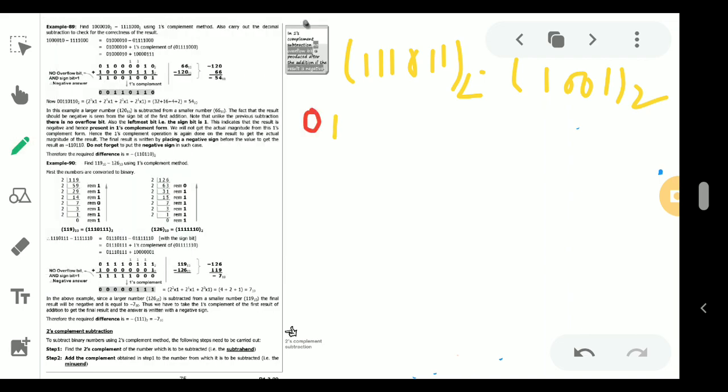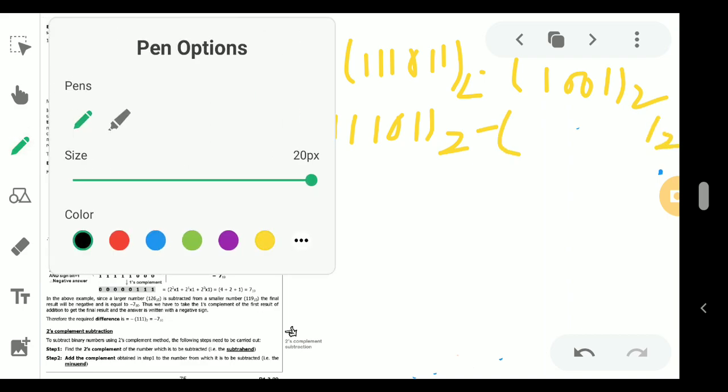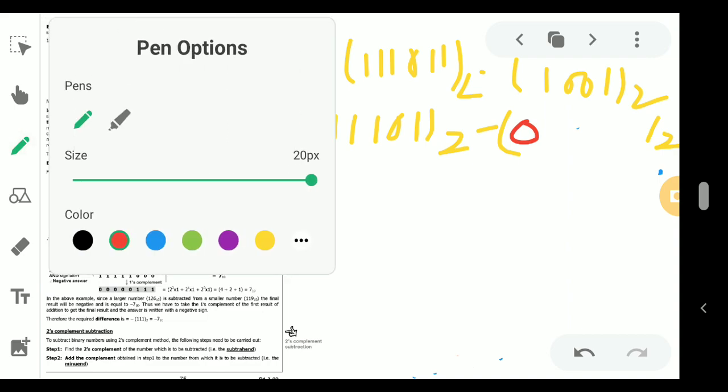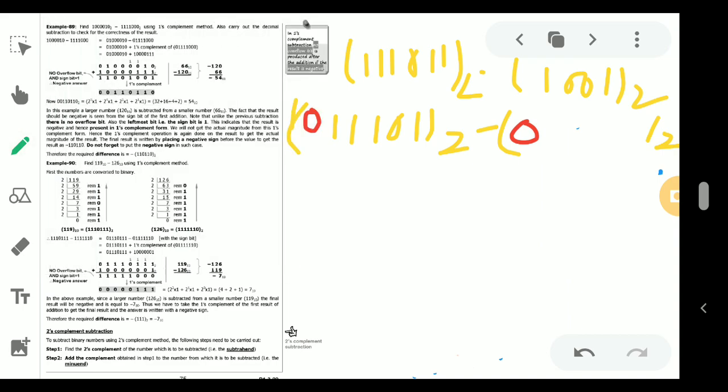So I make this number positive, and the rest of the bits are 11101 base 2 minus, whatever base 2 is there. I am writing 0 first, and I need to add extra bits over the 2 bits, so that is 0 0 0 1 0 0 1 base 2. So the first step is over.